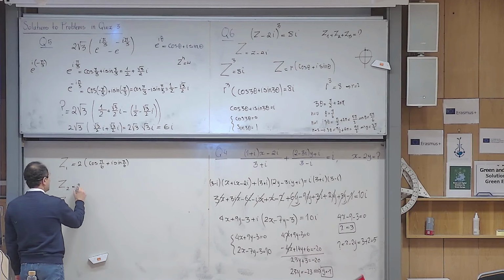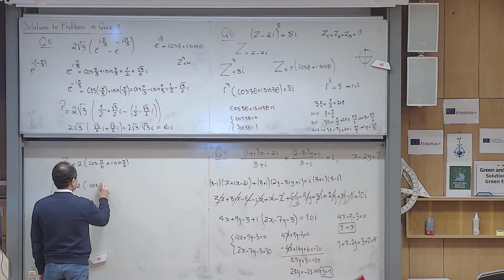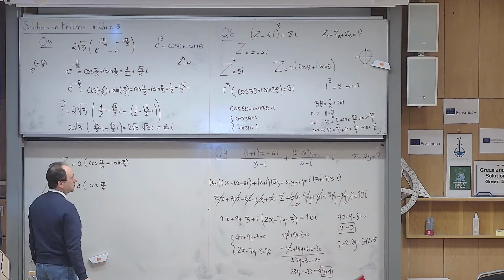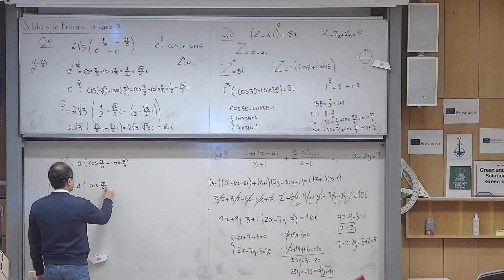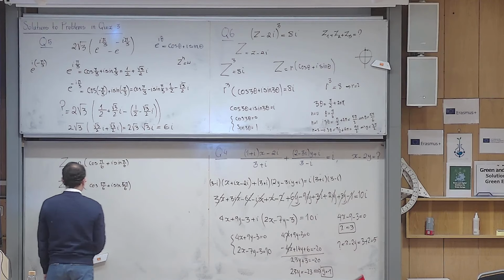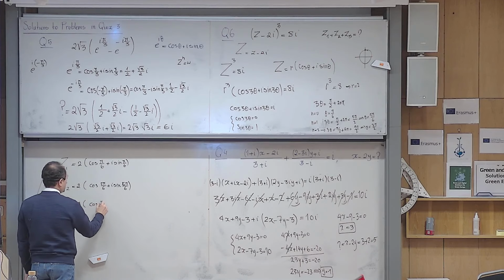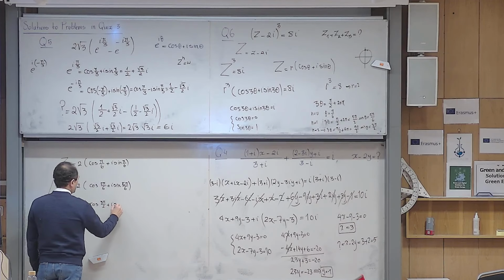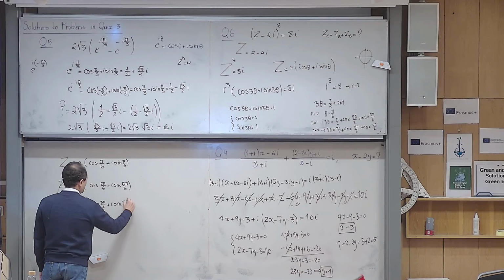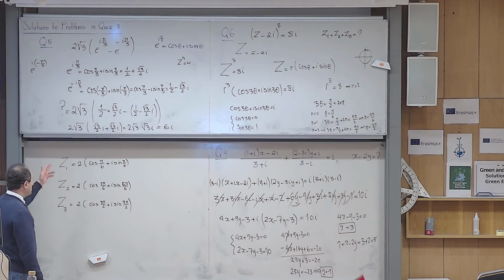The second z, 2 cosine, what was the second angle? 5 pi over 6. Yes. Plus I sine 5 pi over 6. And then the next one is what? 2 cosine of 3 pi over 2 plus I sine 3 pi over 2. Yes? So it might be I made a mistake in my own calculations. Let me see. Anyway, these are the three z's.